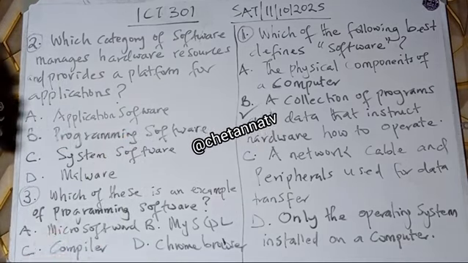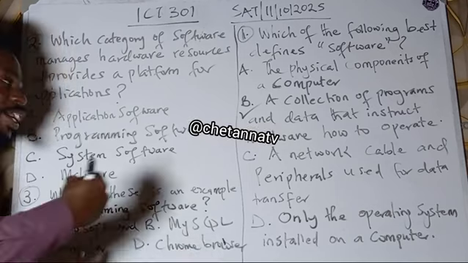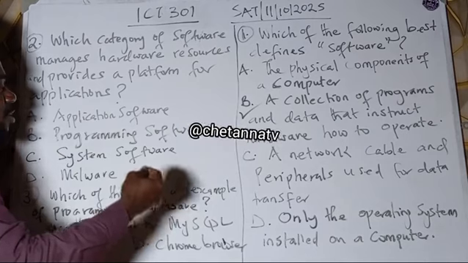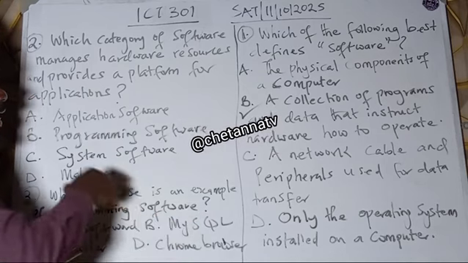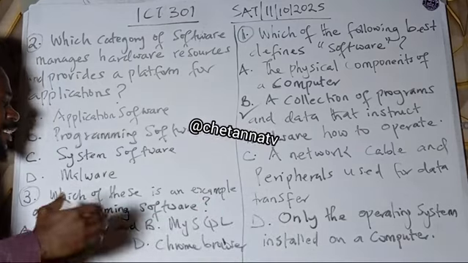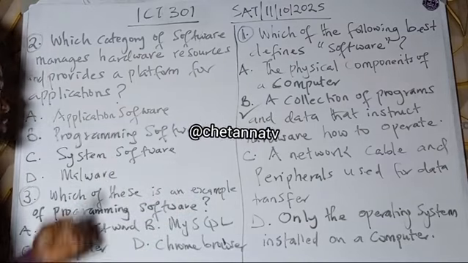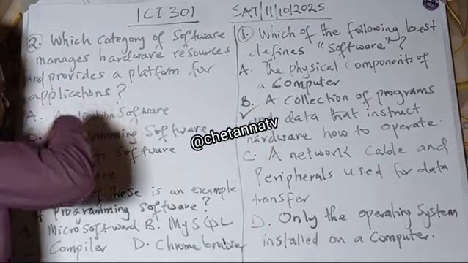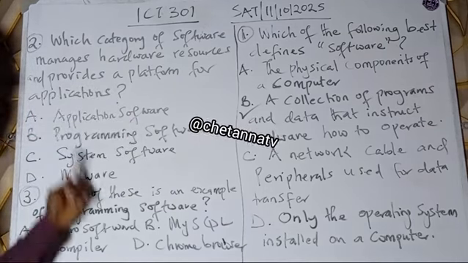B says programming software. Programming software is just there to help. They play a vital role in the production of other software. Let me use the term production of other software. So this one is there for programming. It does not manage the hardware resources. So it's not the answer.